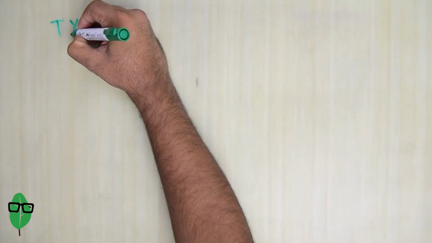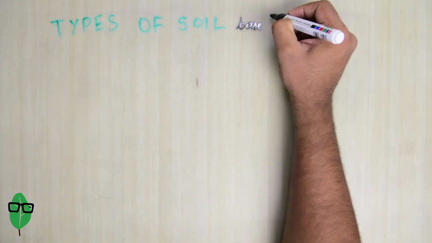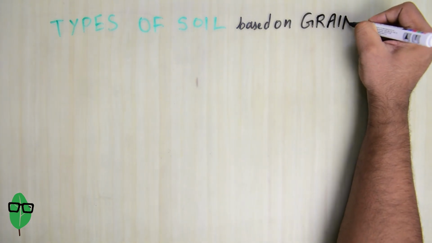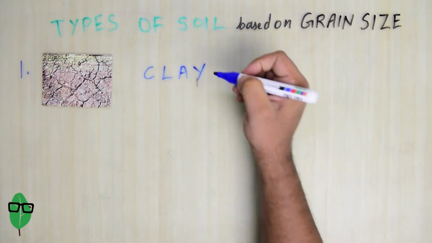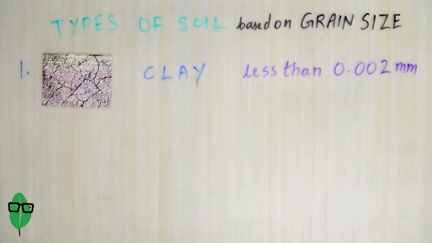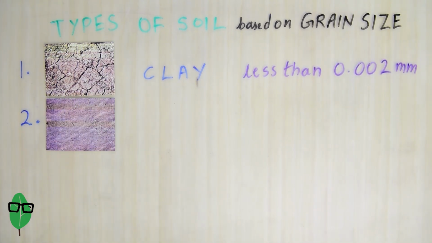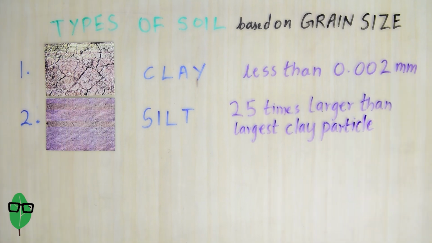Now let's look at the types of soil that are based on grain size. So understanding this provides a foundation when we look into the practical types of soil that we use in the hobby. The first one here is clay. Clay grains are really small in size, that is less than 0.002 mm. And the second one is silt. Silt grains are 25 times larger than that of the largest clay particle, that is 0.05 mm.